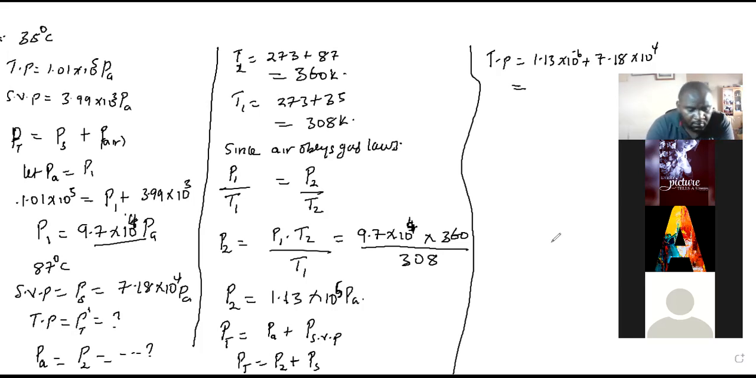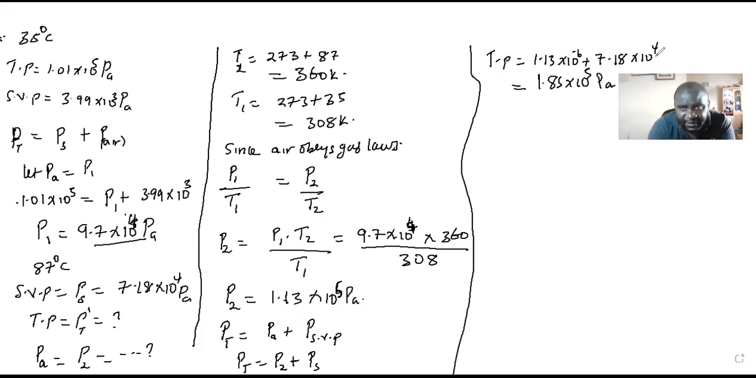$1.85 exponent 5. Correct. 1.85 times 10 to the power 5 per square. That is our answer that we needed.